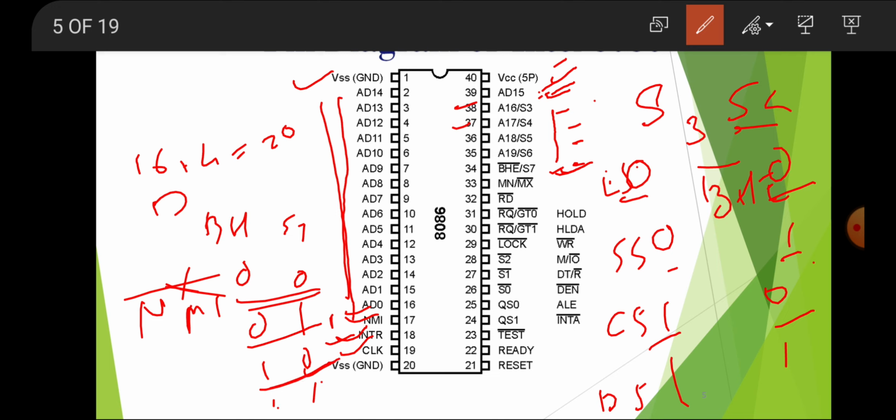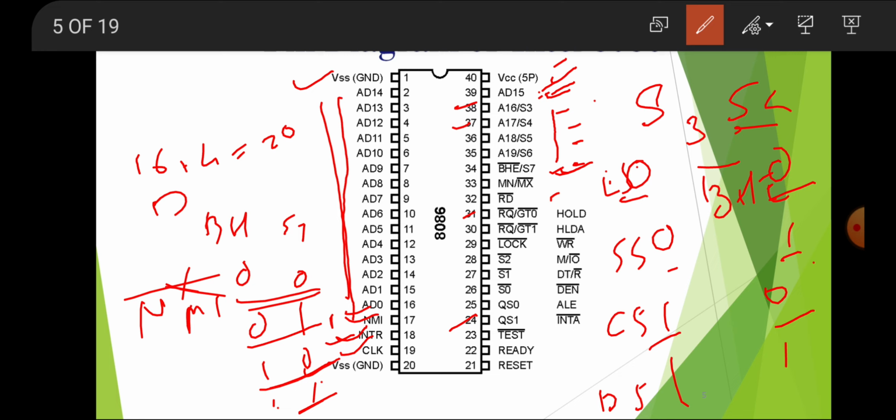Then I will explain each and every pin in written form also. There are a few points remaining, the min and max modes. So I will take another lecture on the minimum and maximum mode. Pin number 24 to pin number 31 come under minimum and maximum mode, so I will explain those in the next lecture. We will discuss these pins later.